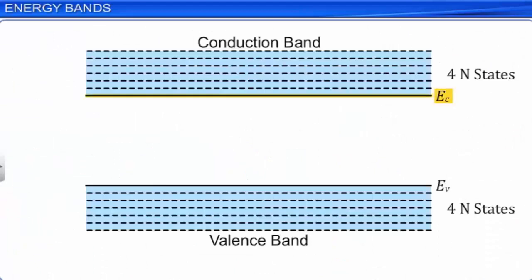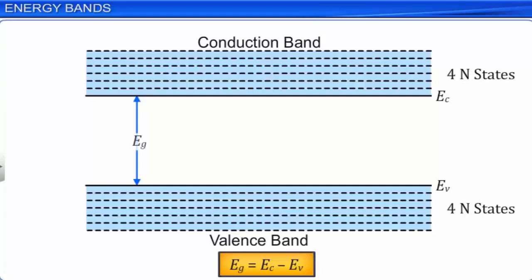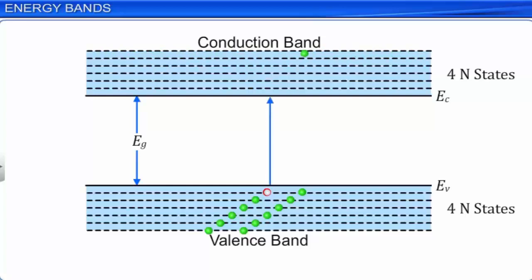Let EC denote the lowest energy level of the conduction band. Let EV denote the highest energy level of the valence band. The difference between EC and EV is the energy band gap or energy gap, denoted as EG. The valence band electrons can move into the conduction band by gaining energy equal to the energy band gap EG. Thus, there exists a band gap between the lower valence band energy levels and higher conduction band energy levels.